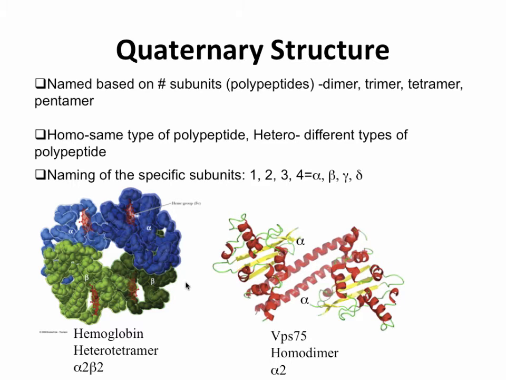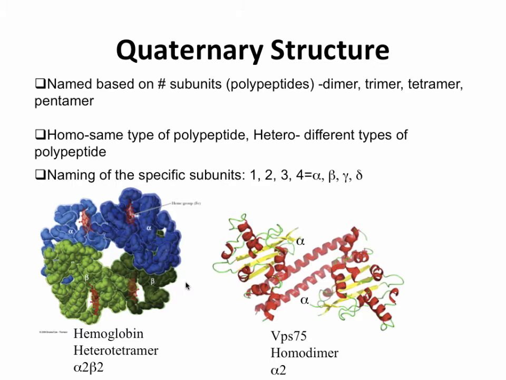So first, let's just talk about nomenclature. The name is going to be based on the number of subunits or the number of polypeptides it has. So if it's in the whole structure, if it's got 2 polypeptides, it's a dimer. If it's 3, it's a trimer. If it's 4, it's a tetramer, and so on.